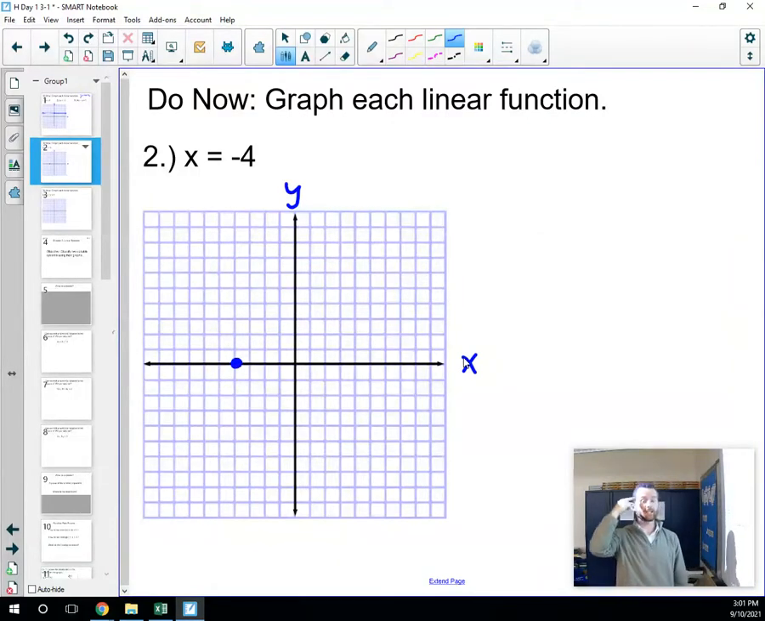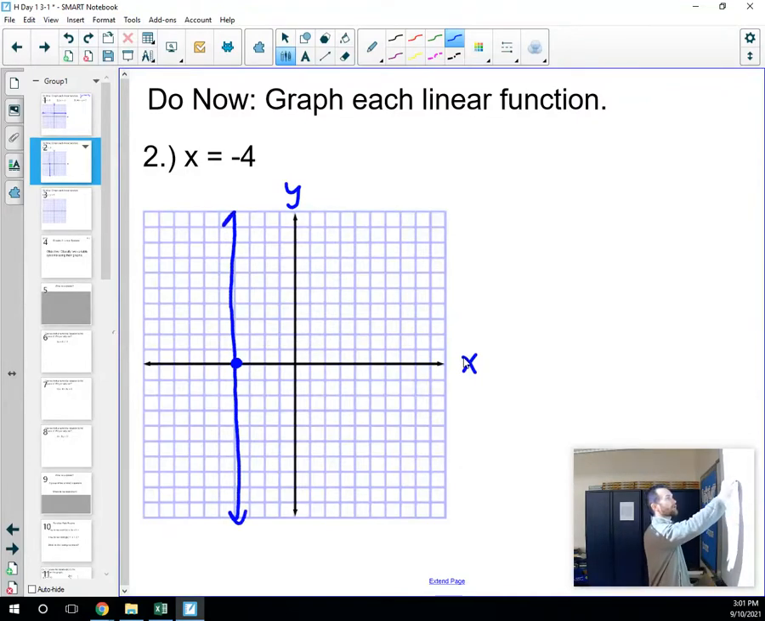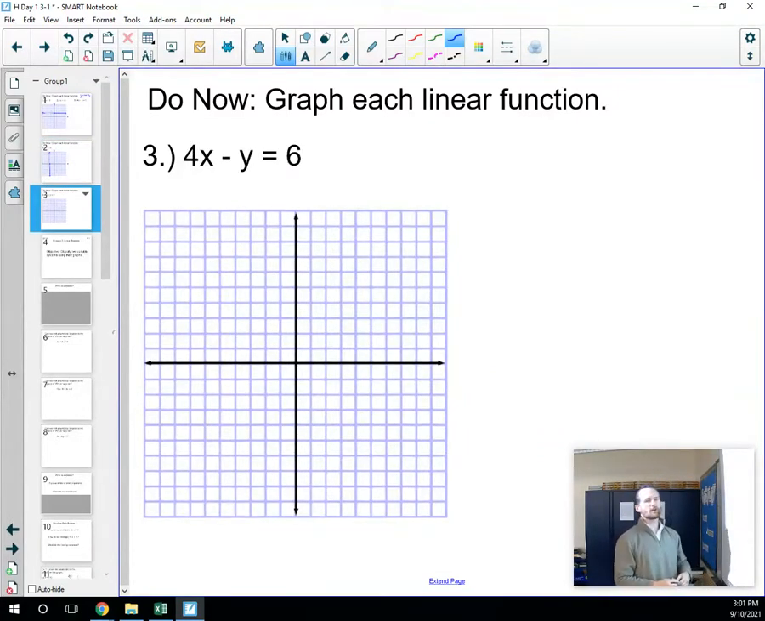And then again, the key is we cut across the axis. This time we're on the x axis, so we have to cut vertically to cut across that axis. And we get that vertical line for the line x equals -4. All right, just one more to go in the warm-up. Number 3, it says graph 4x minus y equals 6.